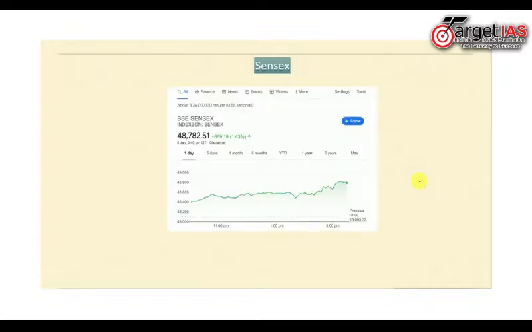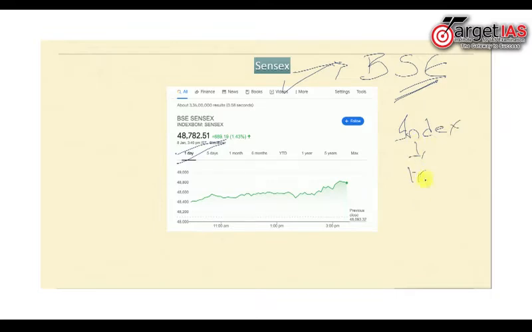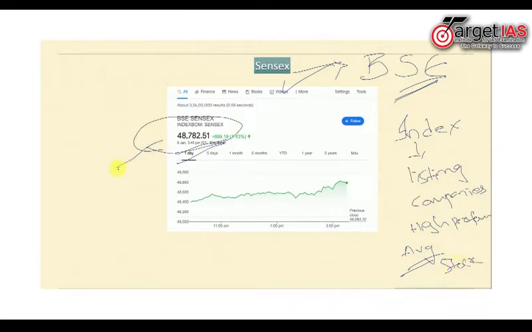So what is the closing date of Sensex? So what is the closing value? It's this value. This is not important for UPSC, but the Sensitivity Index is an index of the Bombay Stock Exchange. Index means listing. So the listed companies of high performance, their performance will be averaged and delivered on the stock exchange. Based on this average, the investor will decide whether to invest in a particular industry or not.